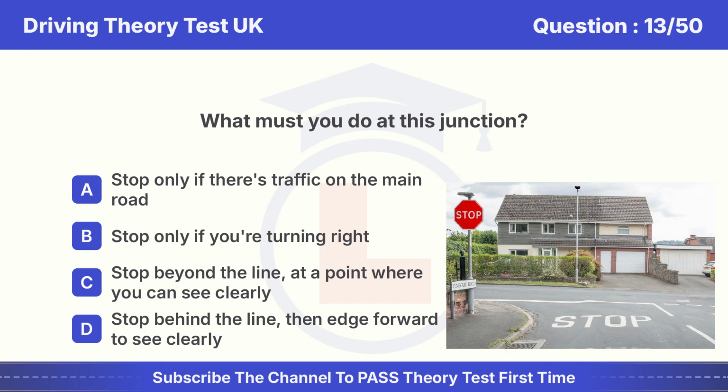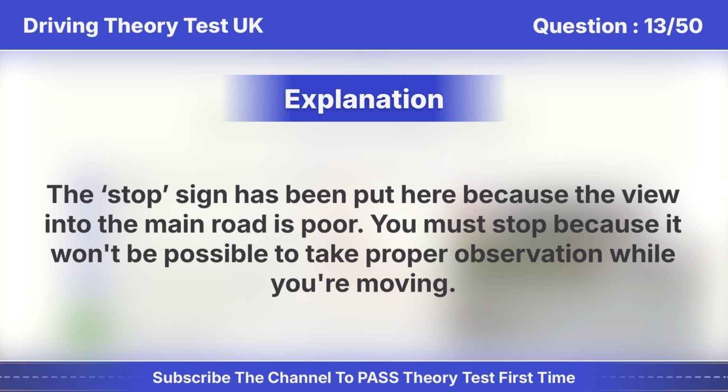Question 13. What must you do at this junction? Answer is D. Stop behind the line, then edge forward to see clearly. The stop sign has been put here because the view into the main road is poor. You must stop because it won't be possible to take proper observation while you're moving.